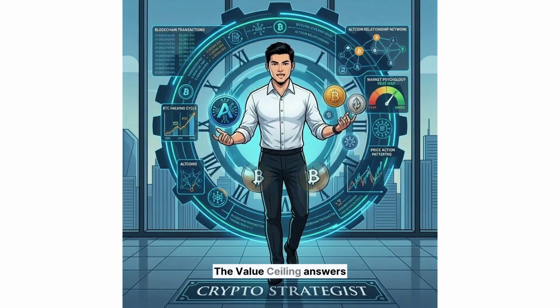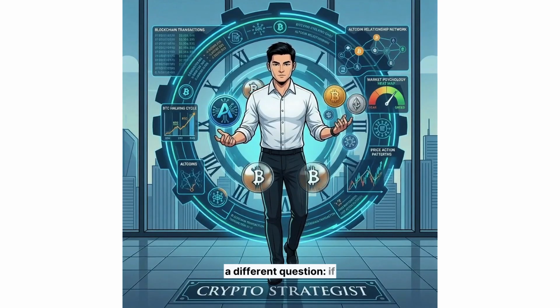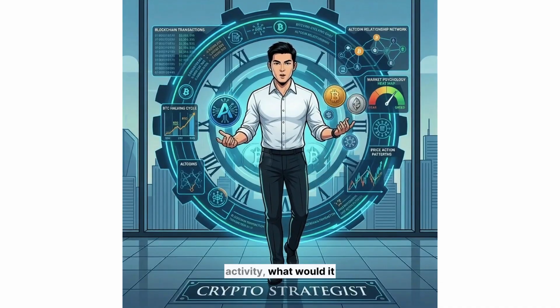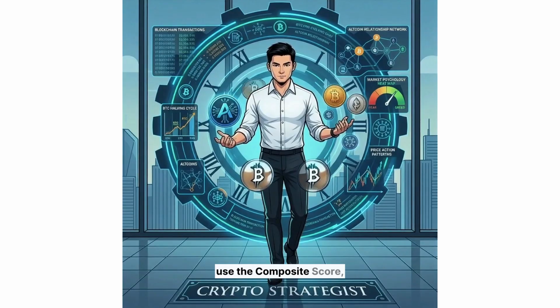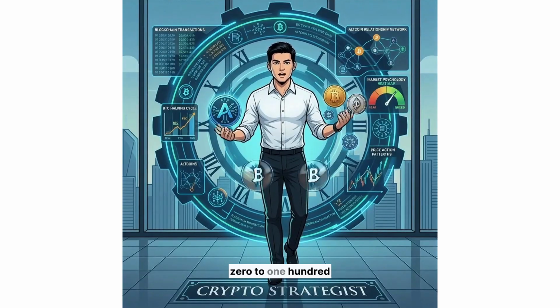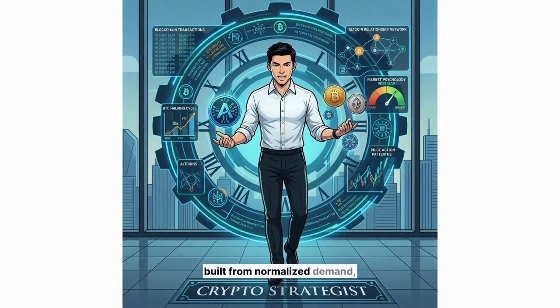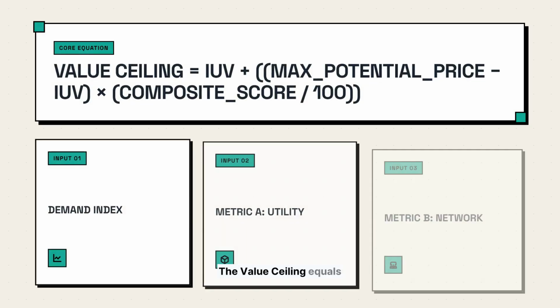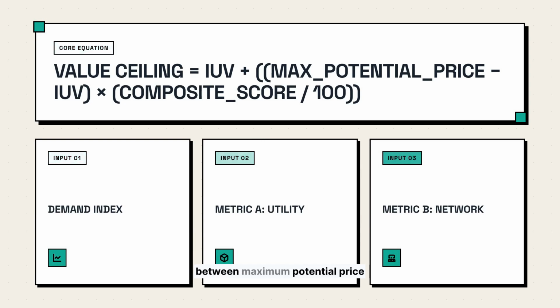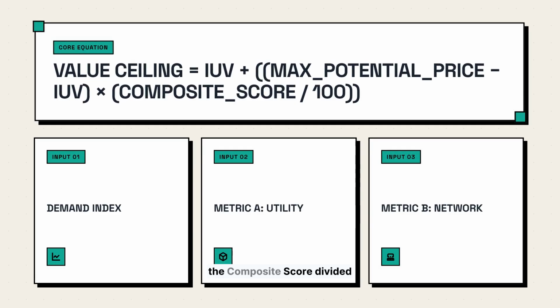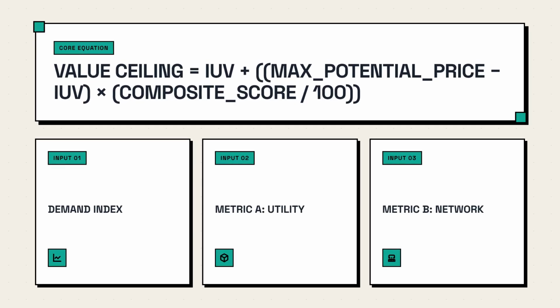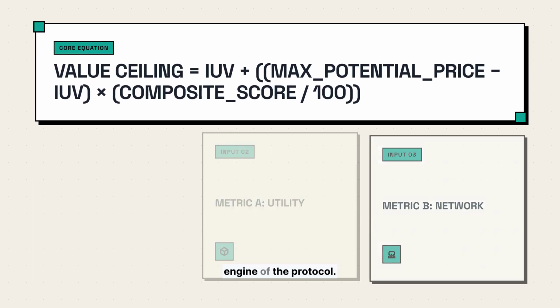The value ceiling answers a different question. If price perfectly reflected the network's utility and user activity, what would it be? To calculate it, we use the composite score, a health score from 0 to 100 built from normalized demand, utility, and network metrics. The value ceiling equals IUV plus the difference between maximum potential price and IUV multiplied by the composite score divided by 100. This is the fundamental engine of the protocol.